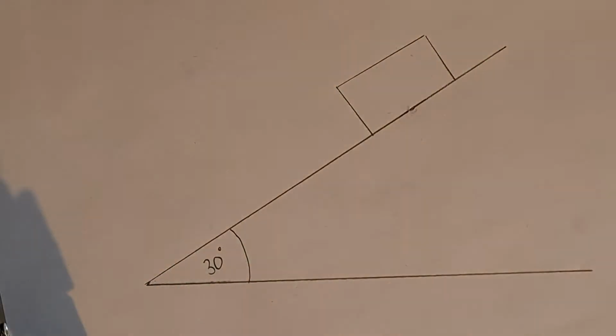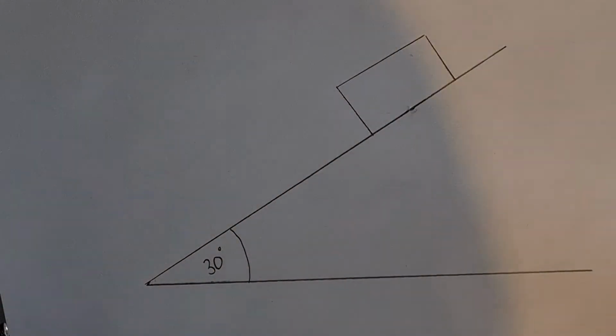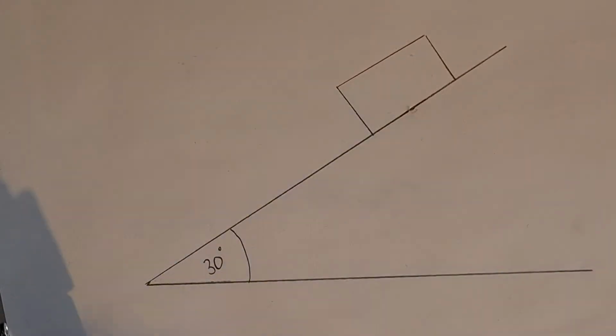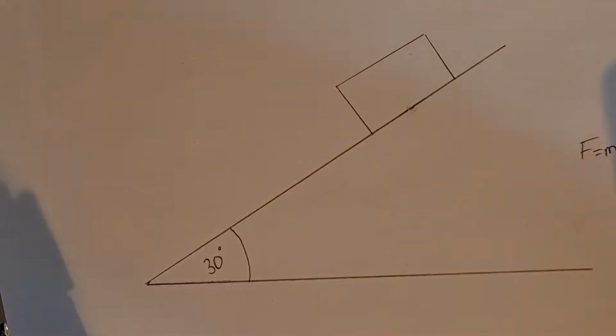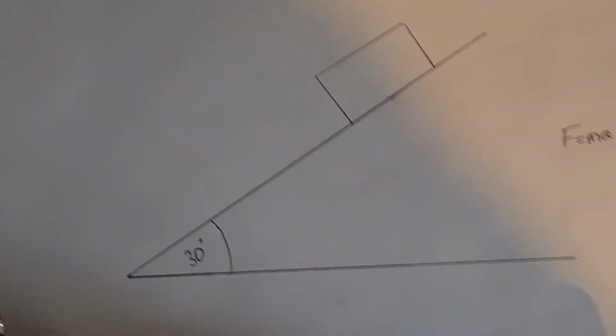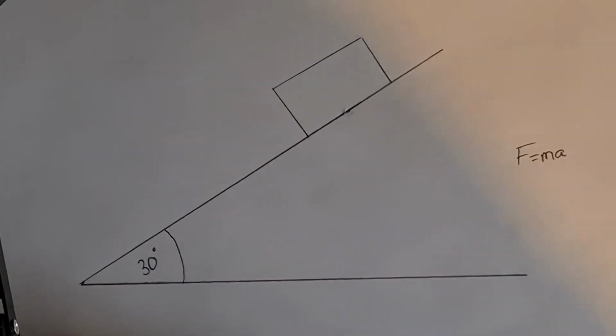When you're trying to resolve forces, you need to take into consideration gravity. The whole point of resolving forces is to take a diagram, put as many forces as you can, and then find out the resultant force. We know the resultant force from F equals ma, or force is equal to mass times acceleration.